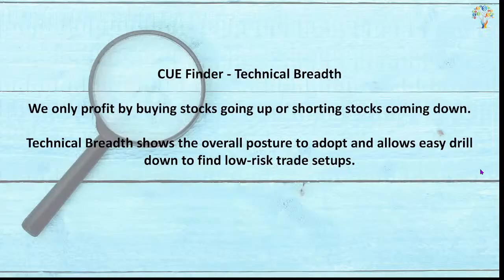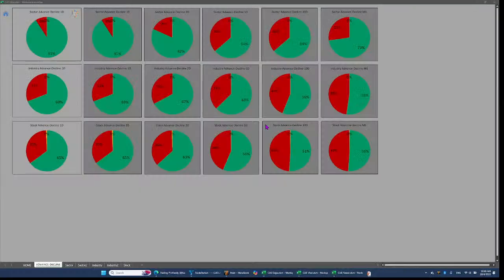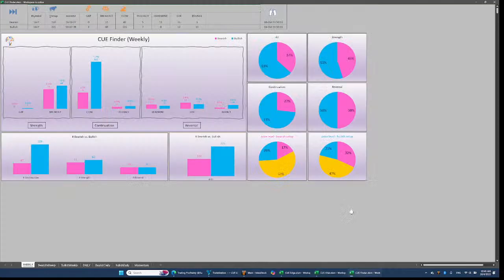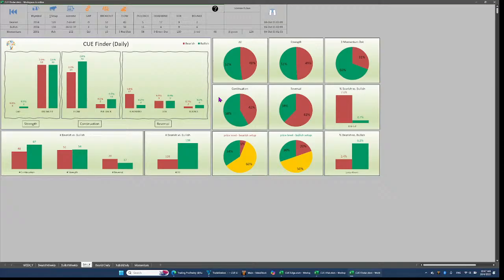Technical breadth: we only profit by buying stocks going up or shorting stocks coming down. Technical breadth shows the overall posture to adopt and allows easy drill down to find low risk trade setups. Weekly technical breadth is bullish across all the categories, and daily technical breadth is overall still bullish. There is nothing here that shows that we may be able to short from the market level.